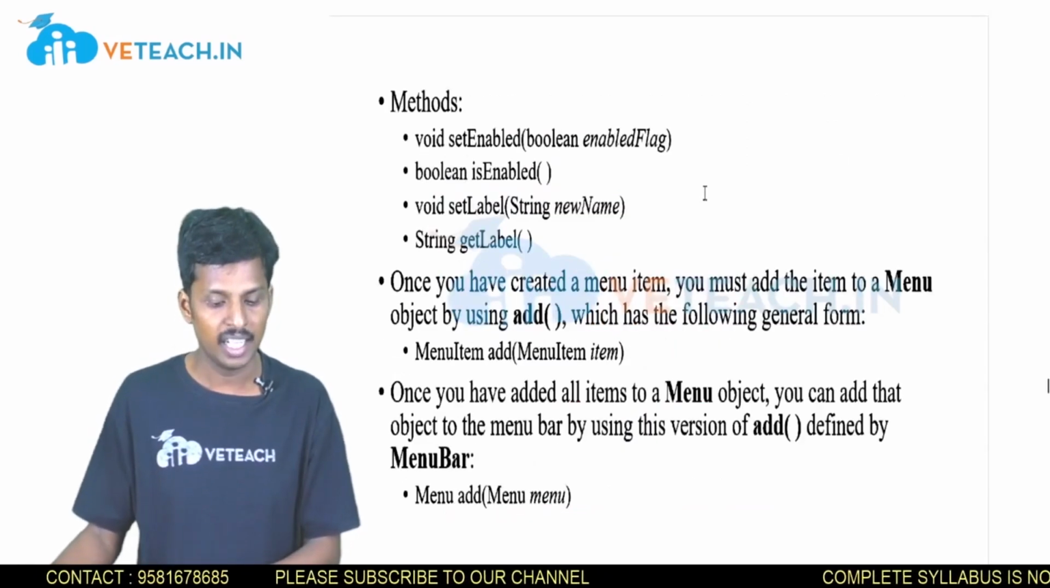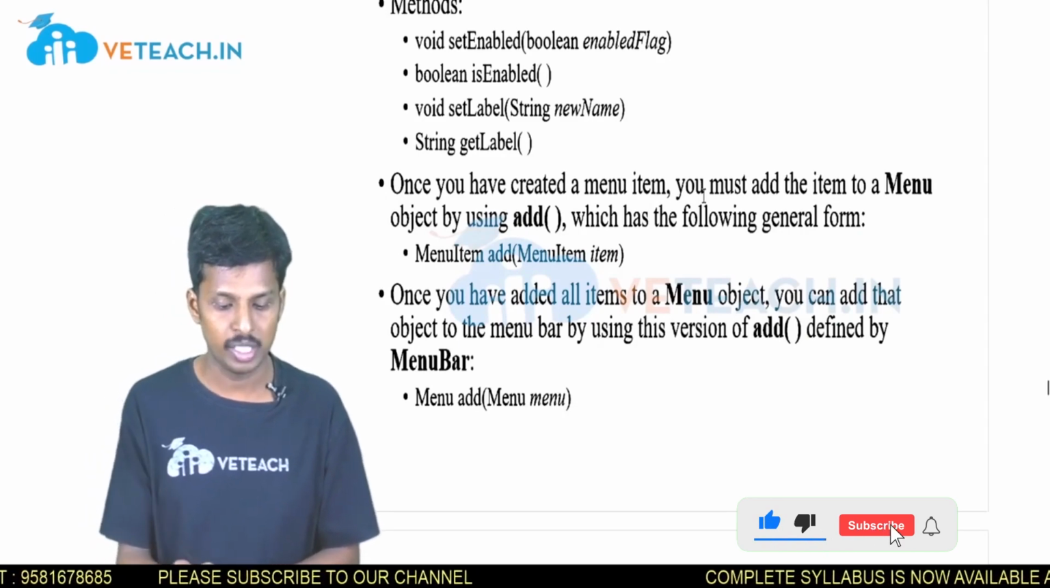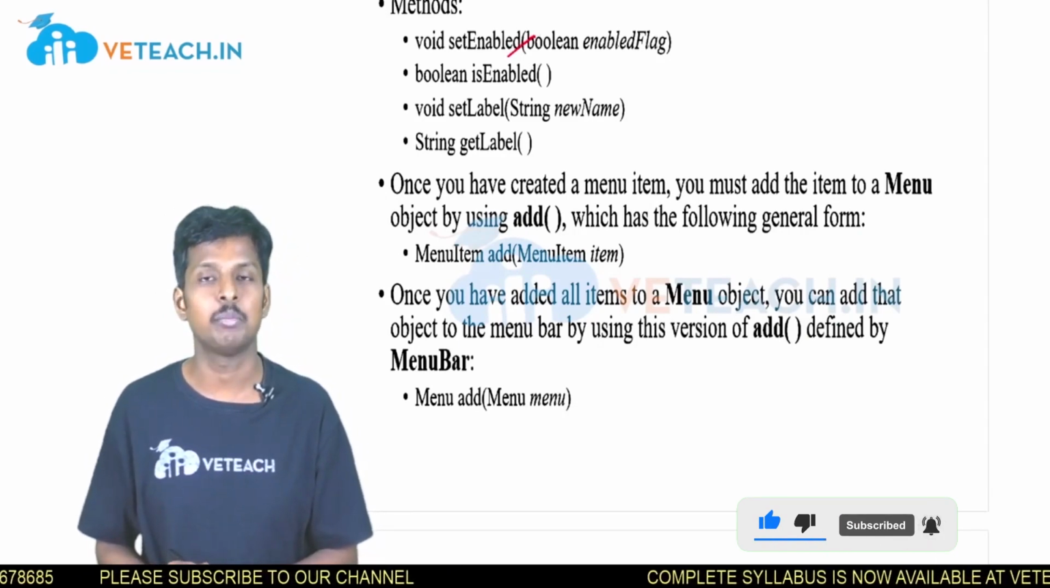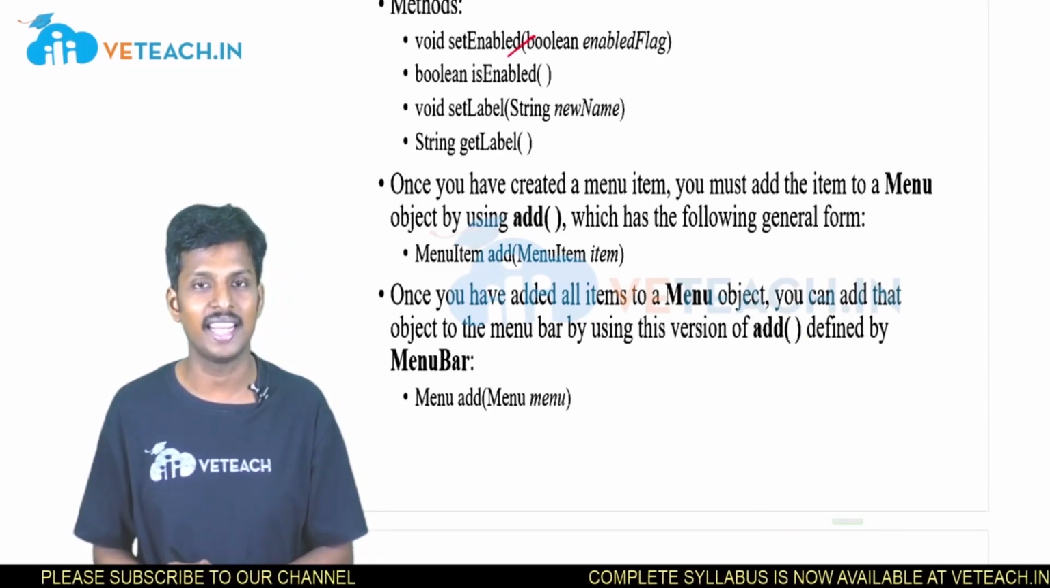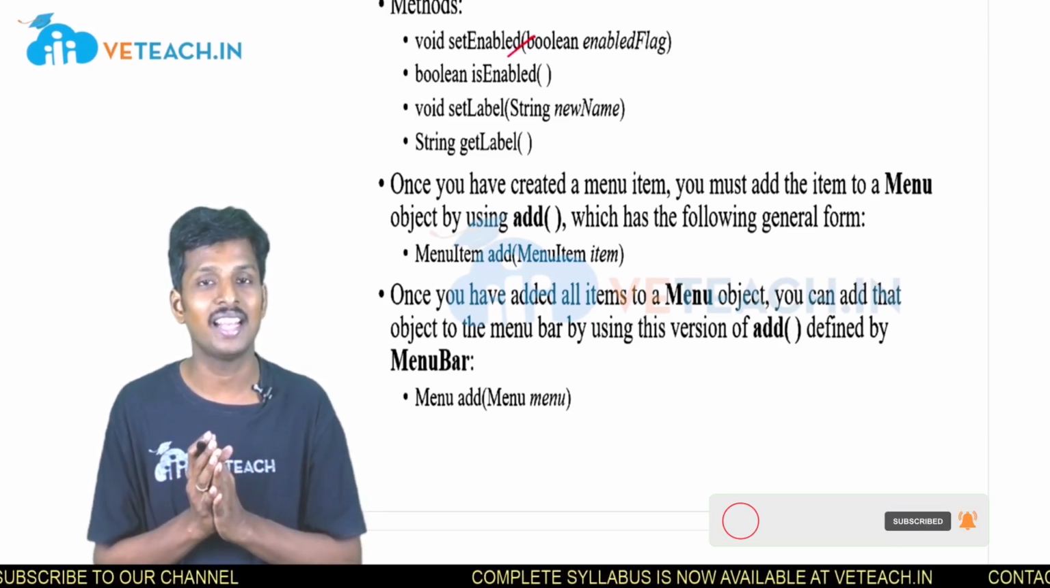Next, what are the different methods present in these menu classes? The first one is setEnabled of boolean enabled flag. So we can check whether it is enabled or not by using this. We can place some of the items as checkboxes.